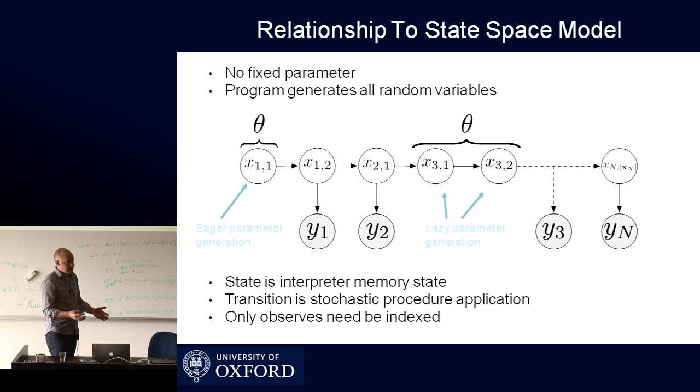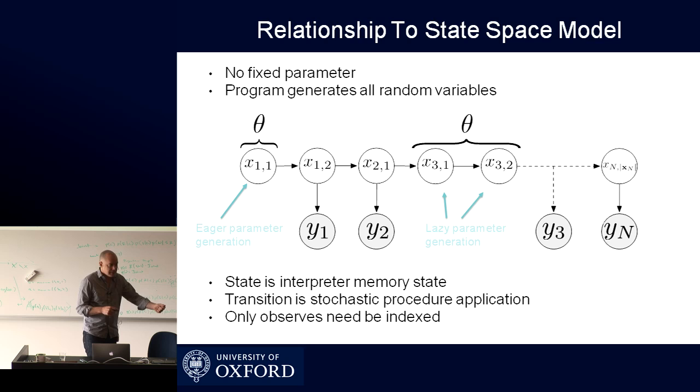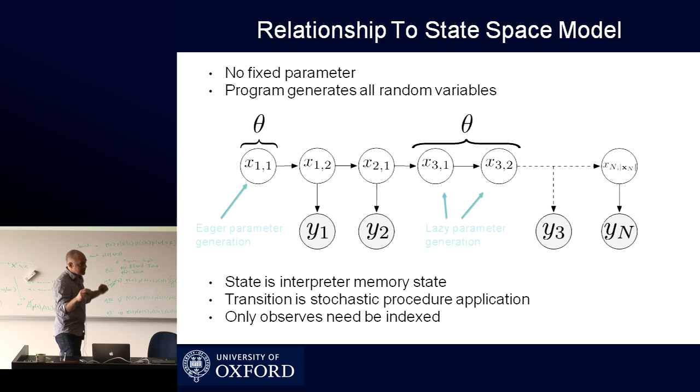Okay, so it's a state space model, but there is no fixed parameter theta. You always generate that in the program itself. So the graphical model looks a little bit wonky in some sense, which is that you can either eagerly generate parameters straight away at the beginning of the program, so x11 up to x12, for instance, are all of the random choices made before the first observation. If you initialize a bunch of parameters at the very beginning of the program, these are eager parameter initializations, but they're generated by the program. So the fixed parameters upon which everything else depends are actually generated by the program, and they're generated up front. Then you do whatever is necessary to get your observations, and you may lazily generate fixed parameters as well. Okay?